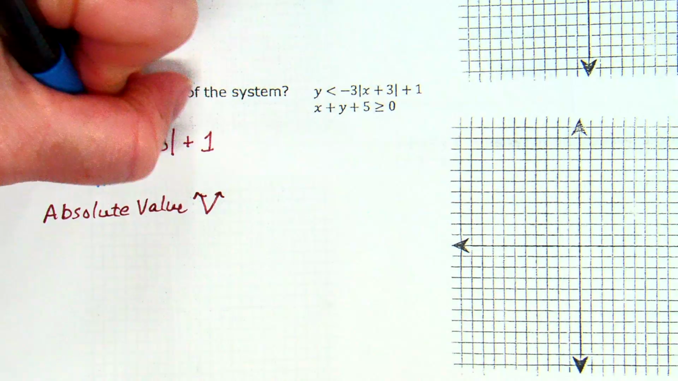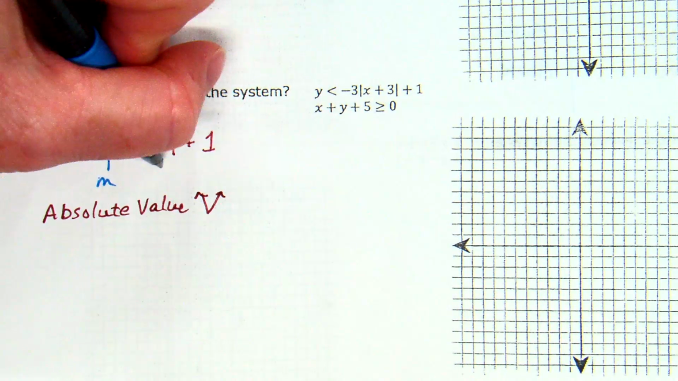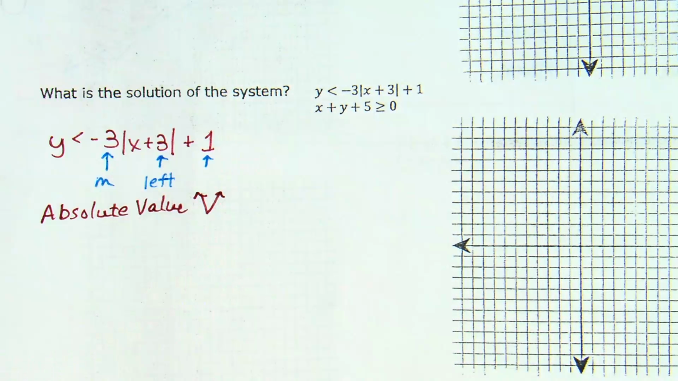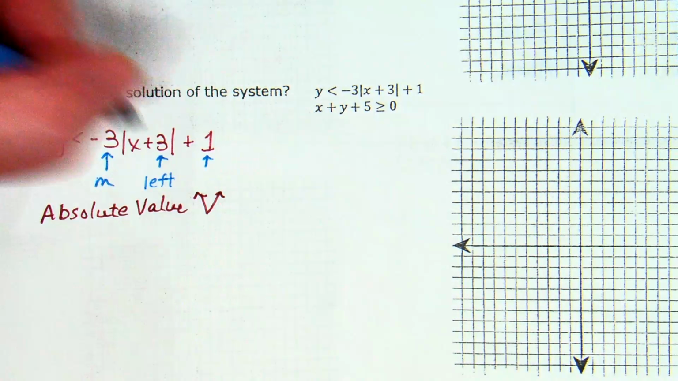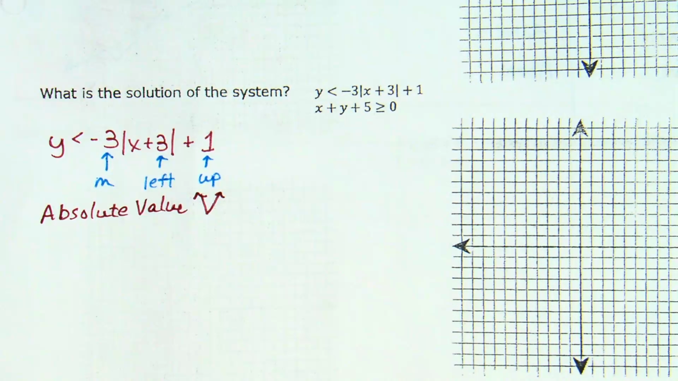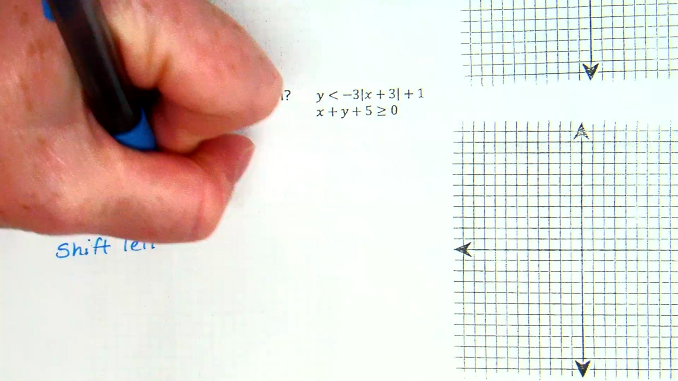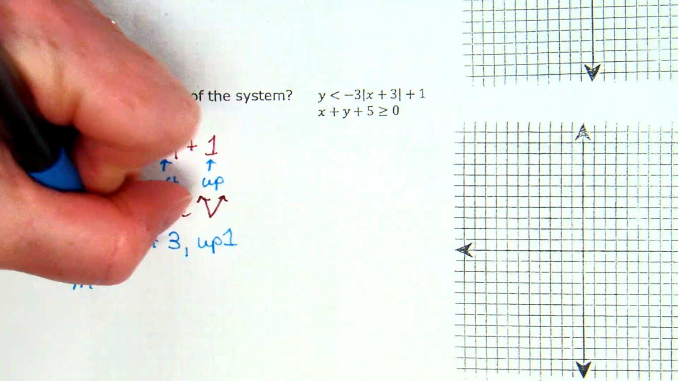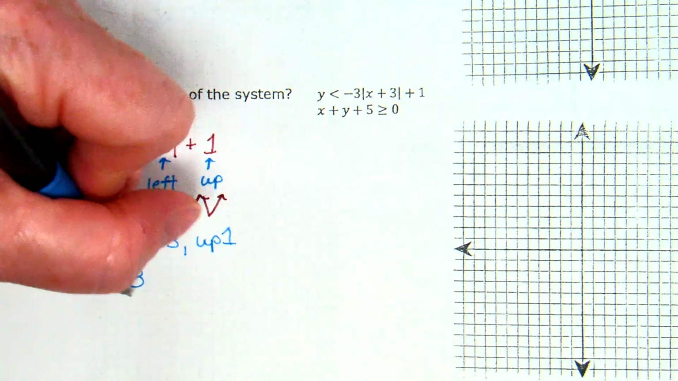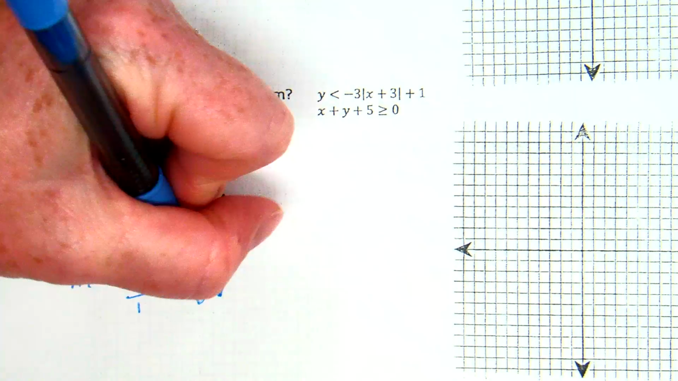What's plus 3 in the absolute value tell me to do? Go left. Because it's opposite the sign when you go left or right. What's the plus 1 at the end tell me to do? It's up or down 1, and it's with the sign, so up 1. Okay? So, we know that we want to shift left 3, up 1, and then we know we're going to have a slope of negative 3. And negative 3 is going to cause my V to be upside down. Okay, you ready to graph that?